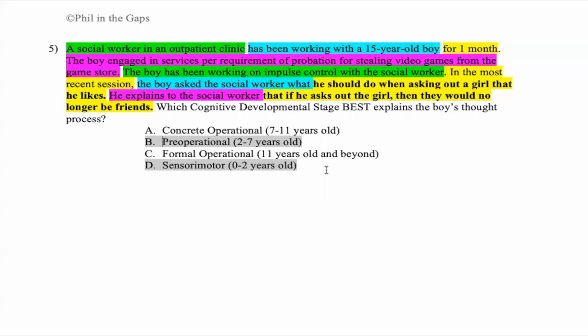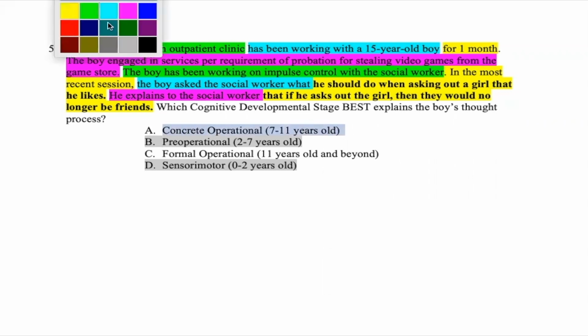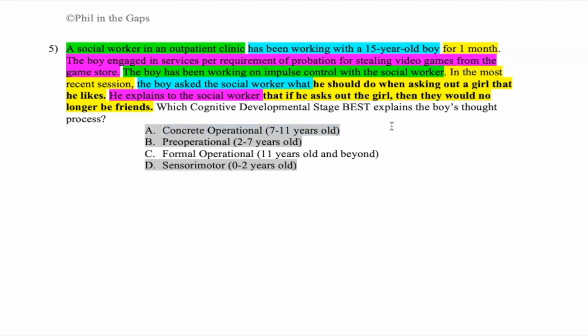So A, concrete operational, is where he's able to see a cause and effect type relationship as it relates to objects. C, formal operational, is where he's coming up with a formal, elaborate, hypothetical, deductive reasoning type conclusion that is going to allow for an analysis of abstract concepts. So based on this, he wants to ask out a girl. And if we think about it, is a girl an object? Absolutely not. So therefore, A is going to be incorrect because he wants to ask out a human. Humans aren't objects. So for that reason, we're going to be looking at C, formal operational.